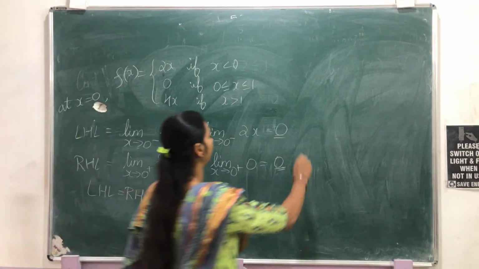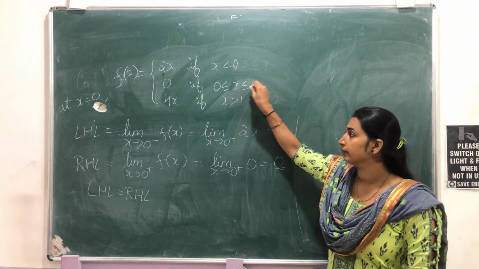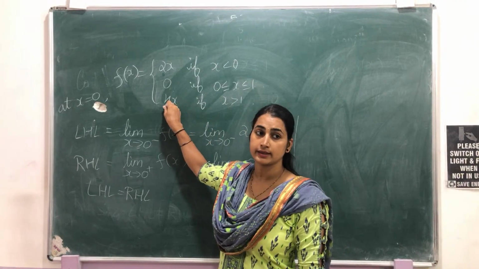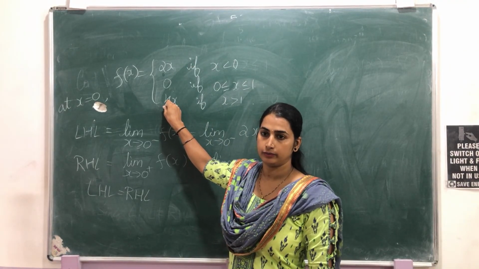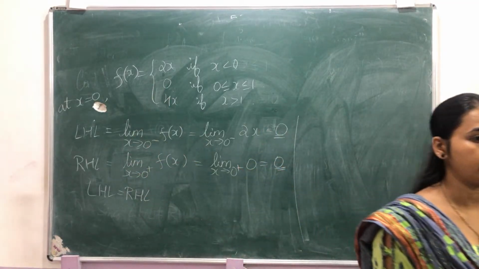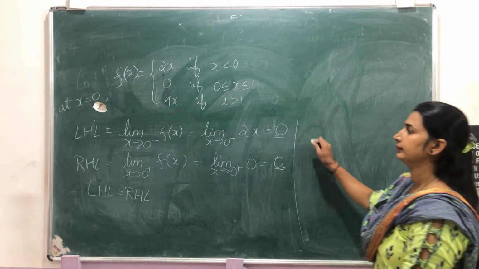Now check at x equal to 1. Is it continuous? What is the left side of 1? 0. What is the right side of 1? 4x, where x is 1, so 4. So you are going to get 0 equal to 4. Is it continuous? It is not continuous. What is the point of discontinuity? X equal to 1. Take it down.